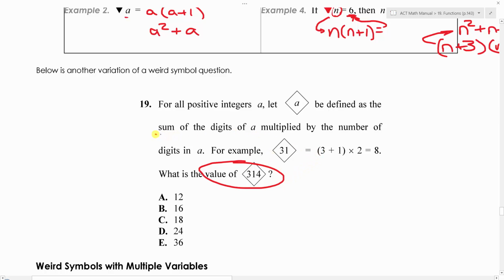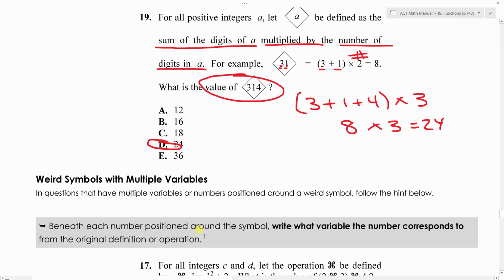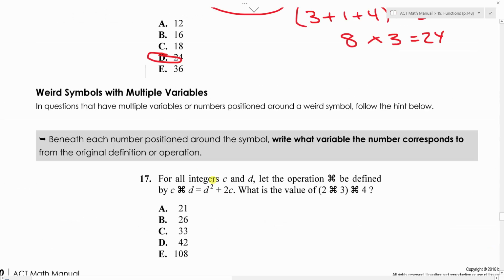So again, we have to pay attention to this. Sum of the digits of A multiplied by number of digits in A. In the example, you can see the sum of the digits is 3 plus 1. This is a digit, this is a digit. We add those to get the sum, and then we multiply by the number of digits. There are 2 digits, so we're multiplying by 2. In this case, the sum of the digits is 3 plus 1 plus 4, and the number of digits is 3. So 3 plus 1 plus 4 is 8, times 3, which is 24. An intimidating looking question for some students, but very simple if you don't get intimidated.